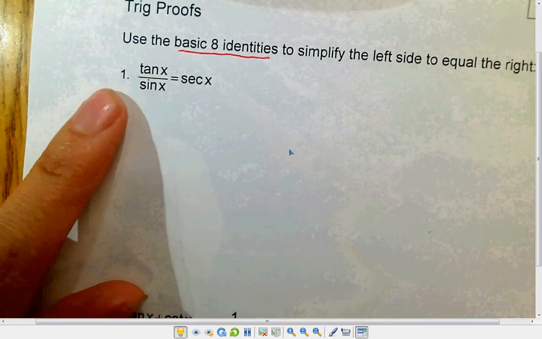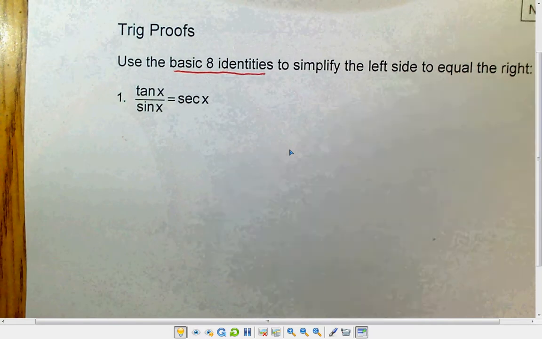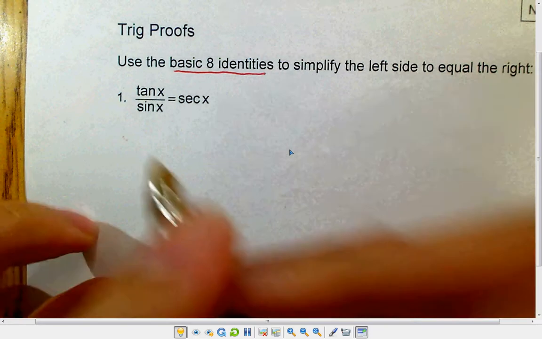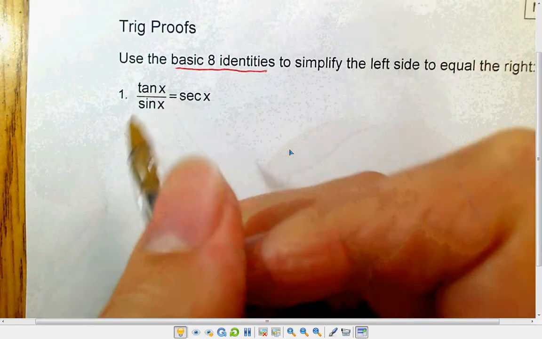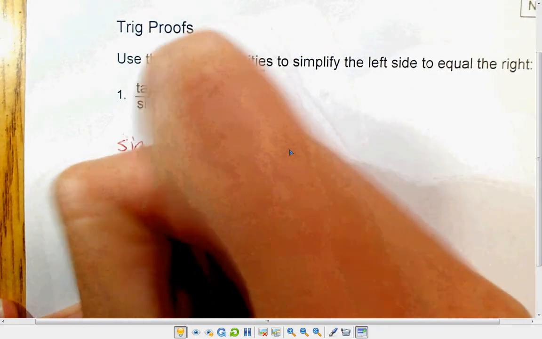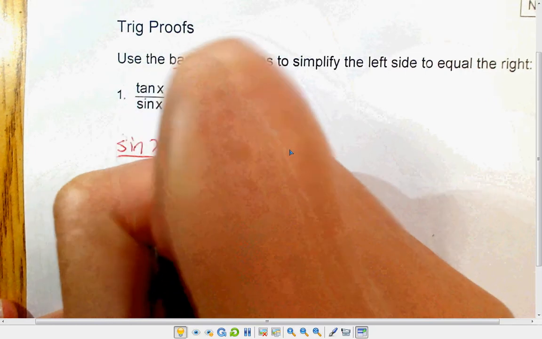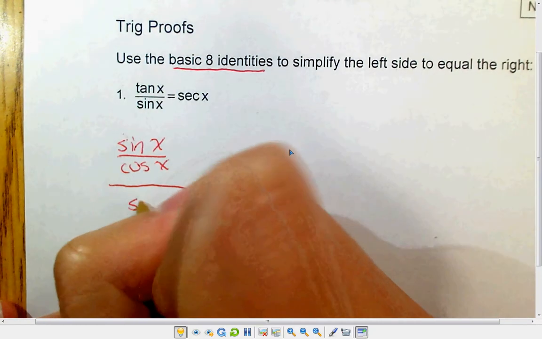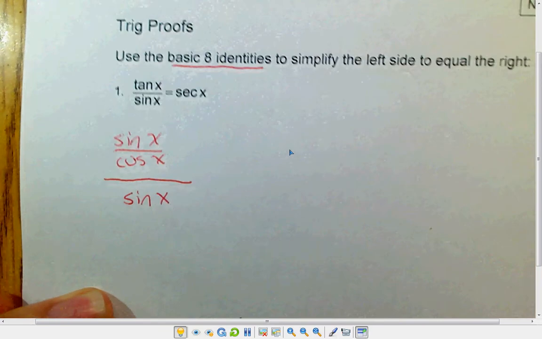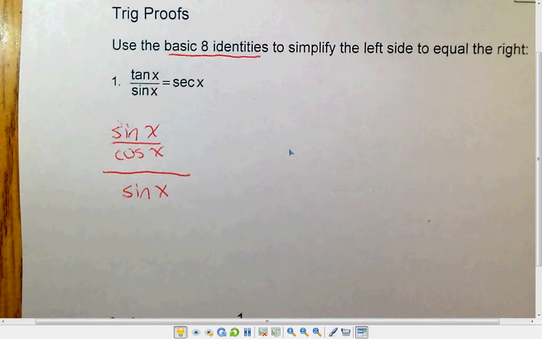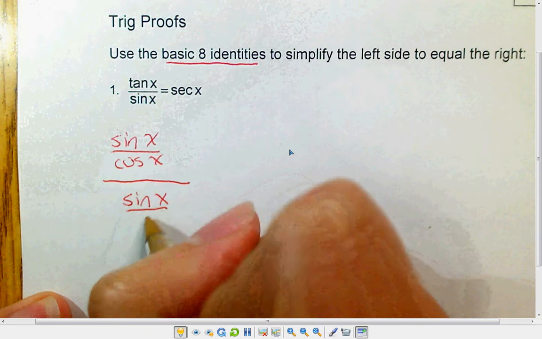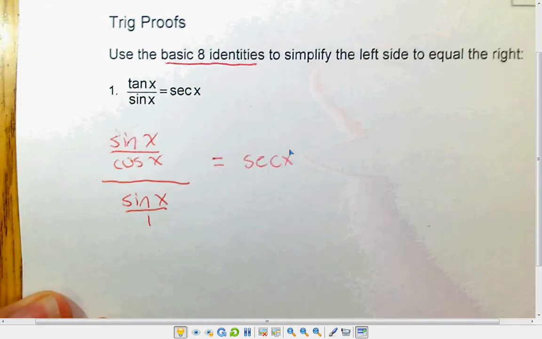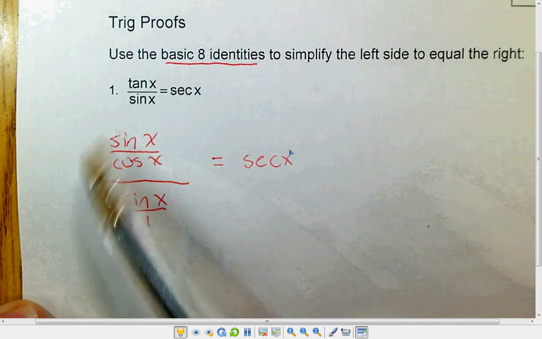Okay, so if we start off with tangent x over sine x, looking at our basic trig identities, we know that tangent is sine over cosine. So I'm going to replace tangent with sine over cosine. And then this is all over sine of x. Okay, so sine of x right now isn't a fraction, but I can make it a fraction by putting it over 1. And my whole right side stays the same, so I'm only changing what's on my left side.